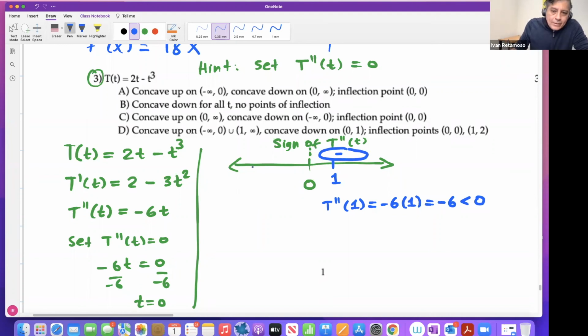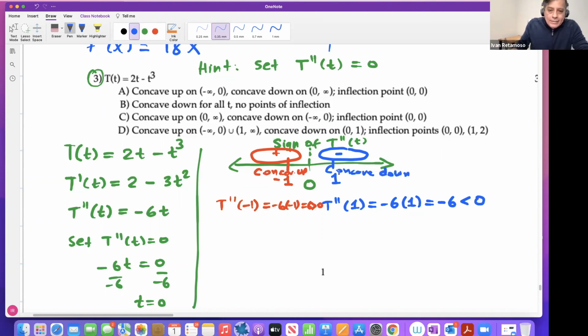For the subinterval on the left, I'm going to choose this red color. I'm going to use test point -1 as my test point. So the second derivative evaluated at -1 is -6 times -1, which is +6, greater than 0. So positive all this. So concave up here, concave down here, right? Let's just write it quickly. Concave up, and this one concave down. At x equals 0, there is a change of concavity.